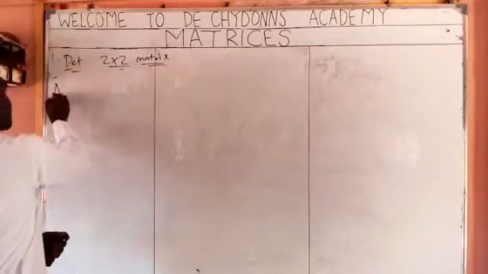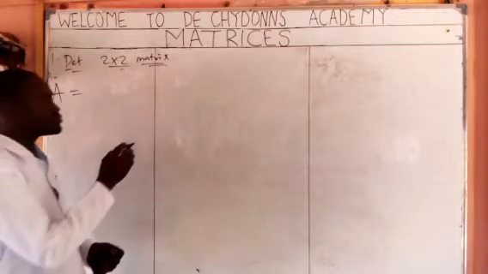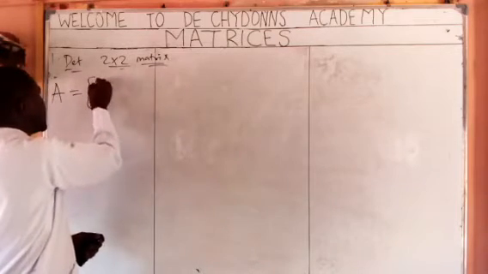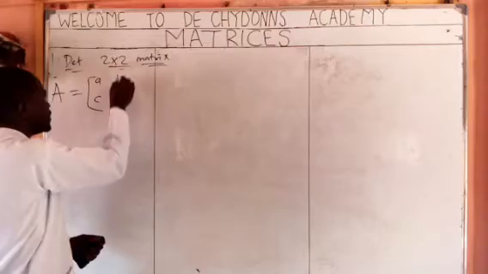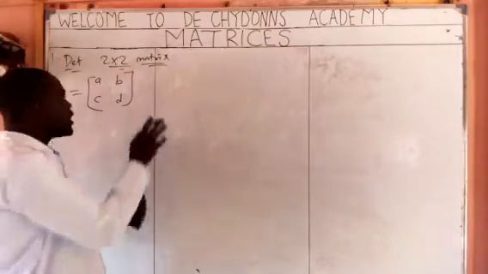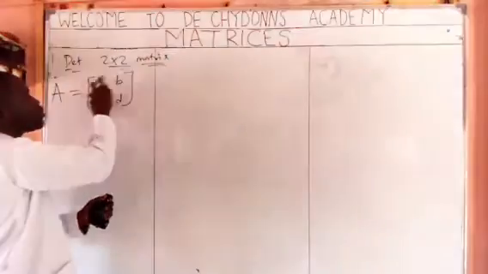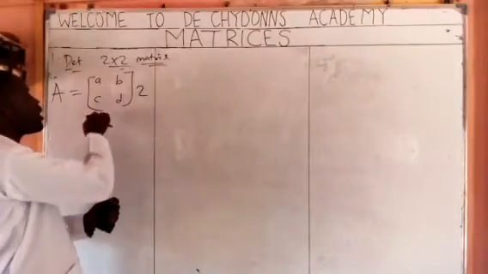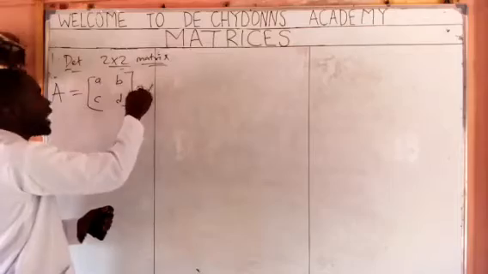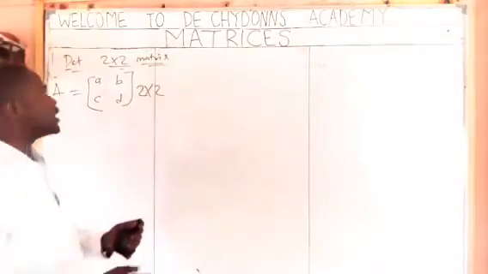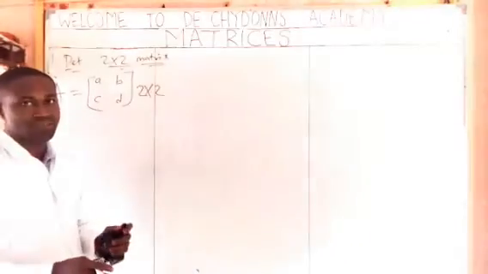When you have matrix A equals to A, B, C, D, the order of this matrix is found by counting the number of rows: 1, 2. Count the number of columns: 1, 2. That will be 2 by 2. So it is a 2 by 2 matrix.